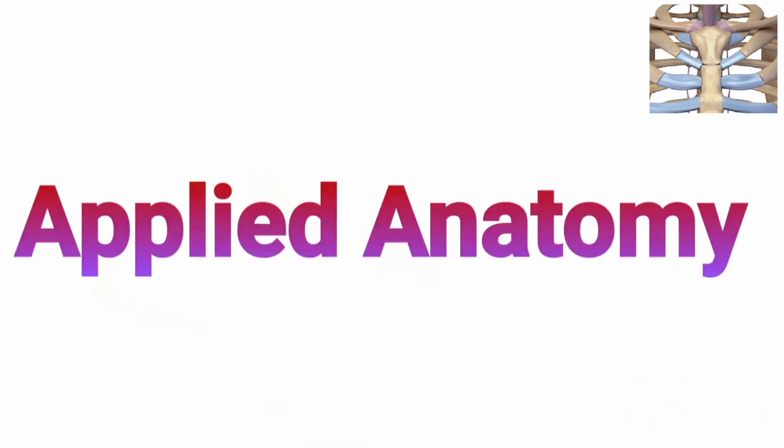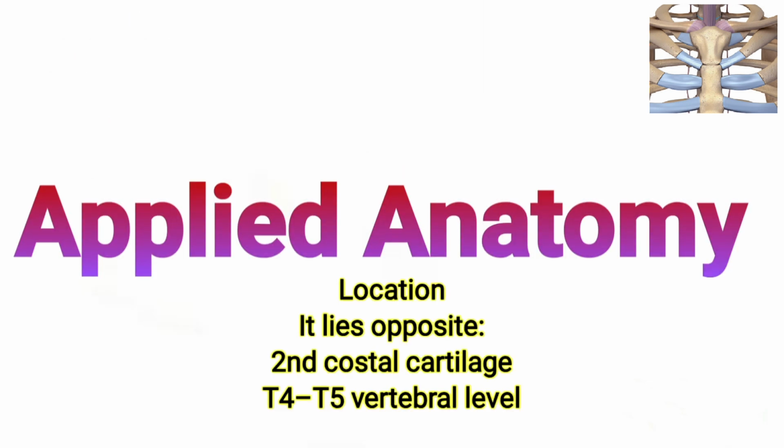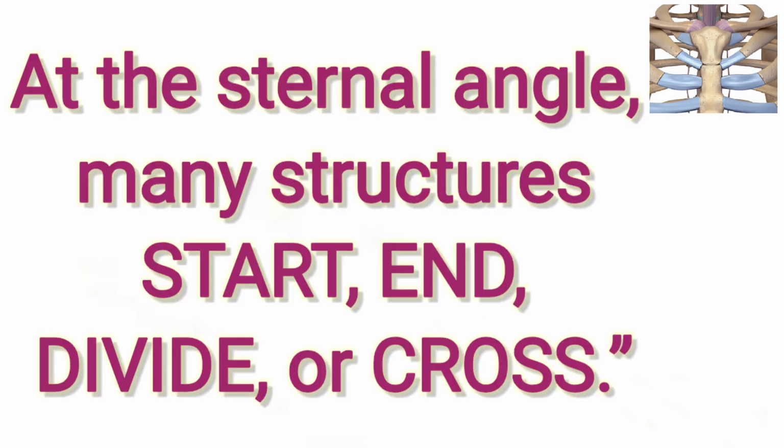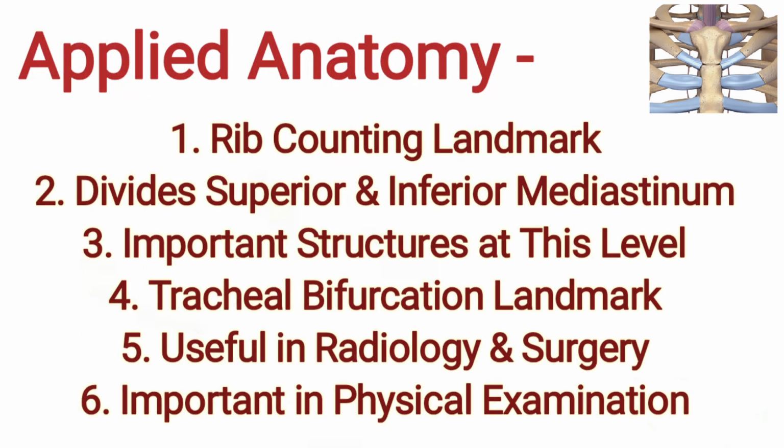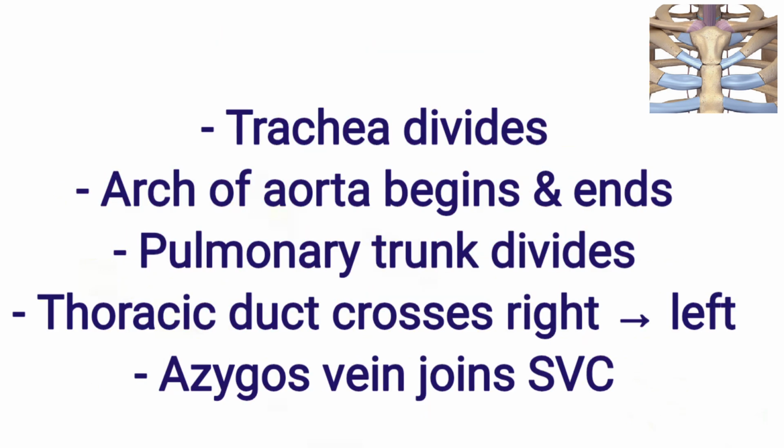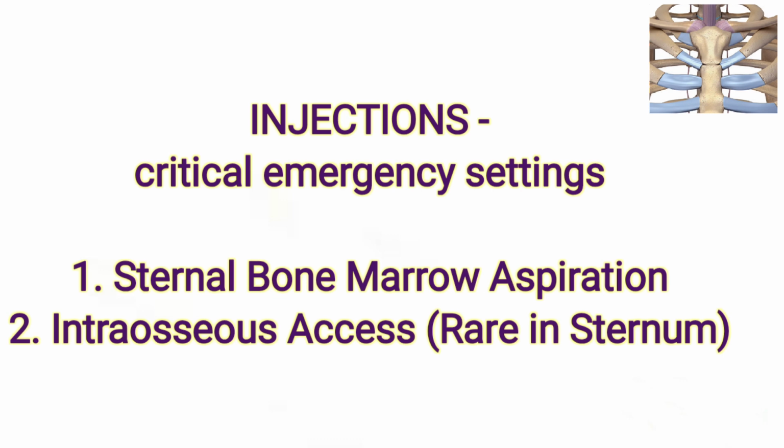Now let's see its applied importance. Important landmark for counting ribs. Okay, this is very important clinically. Second rib attaches near the sternal angle. We find the sternal angle first, then count ribs downward. Okay, it is used for listening to heart sounds, checking lungs, giving injections, finding intercostal spaces. That's why sternal angle, the angle of Lewis, is a very important topic.